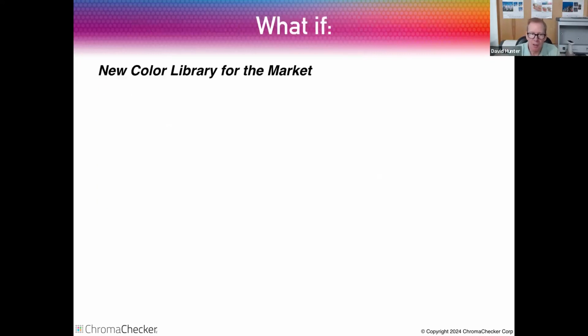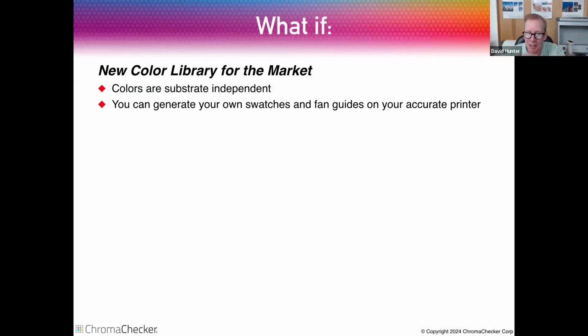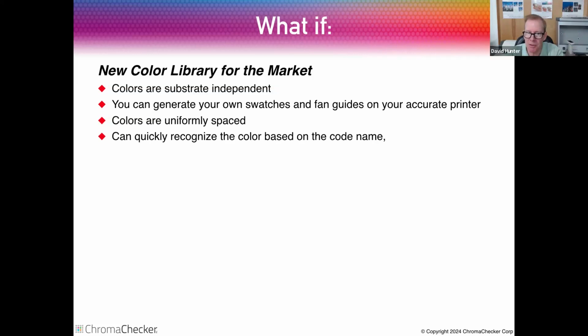So what if we had a new color library for the market where the colors are substrate independent and lighting independent, and you can generate your own swatches and fan guides on your own accurate printer? The colors are uniformly spaced within the color space. And with limited color knowledge, you can recognize where that color is in the color space, meaning is it a red, is it a neutral, is it a green, based on the color code of the name.